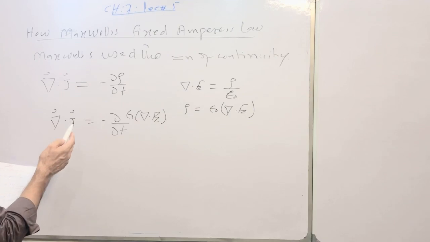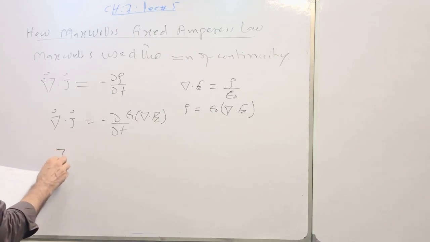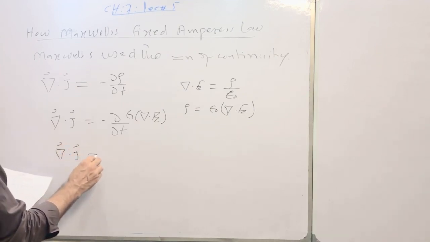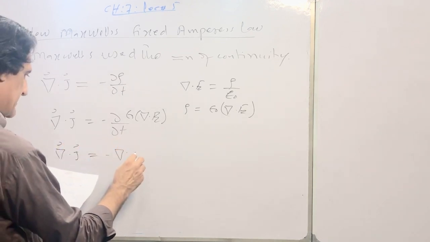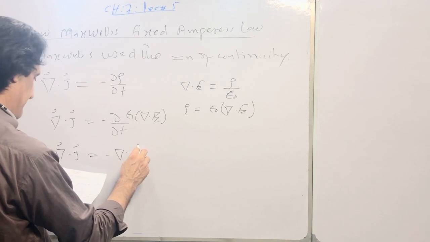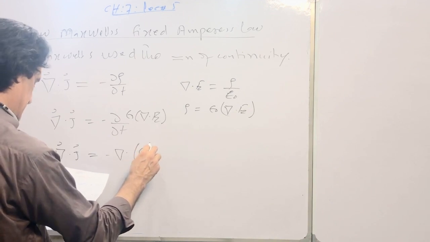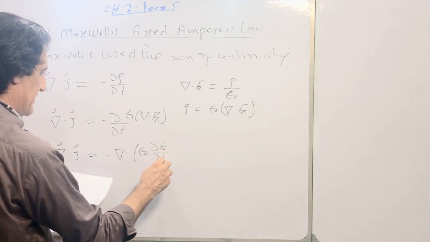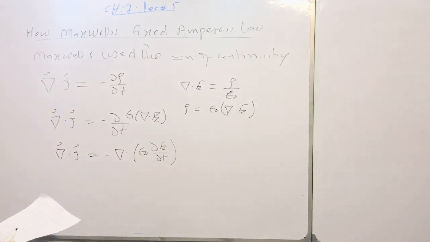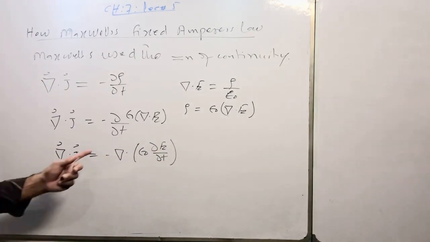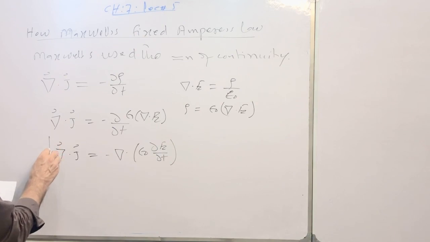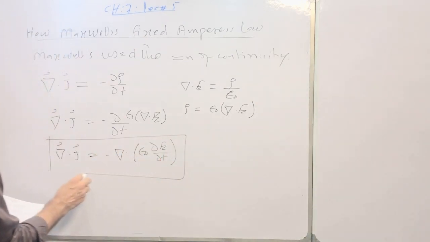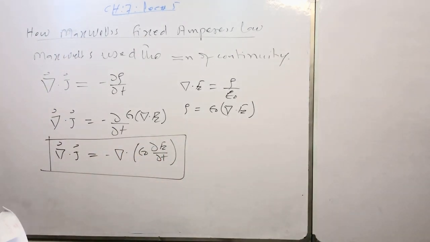Further, this equation can be written in the form as minus divergence of epsilon naught partial E divided by partial t. We can replace the derivative. So this is the equation for del dot J that I have derived.